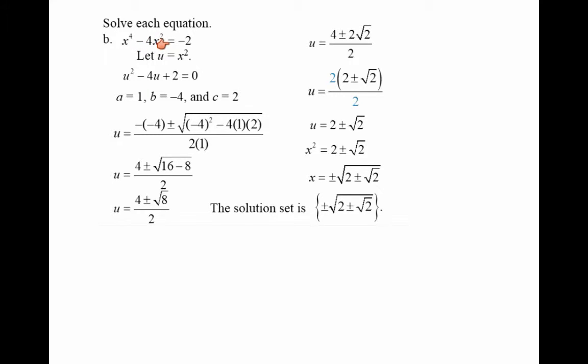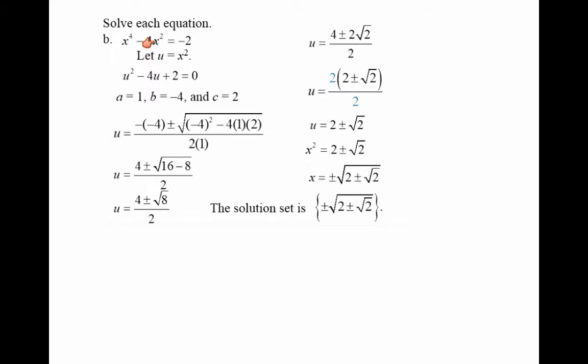Solve x to the power 4 minus 4x to the power of 2 equal to minus 2. We're going to use a substitution method here because we notice that x to the power of 2 here, if I raise this to the power of 2, I get x to the power of 4. When that happens, we can use substitution method.